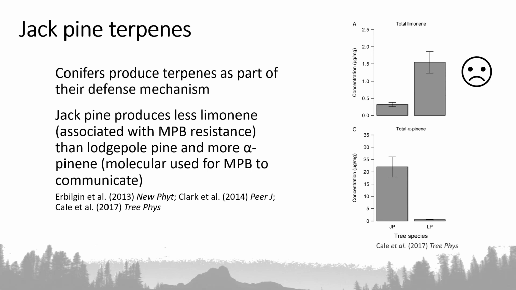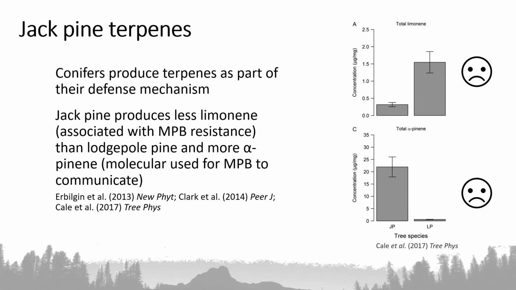In the bottom graph, you'll see that jack pine produces a lot more alpha pinene than lodgepole pine. You're thinking this might be good. No, this is also bad. Alpha pinene is used by the mountain pine beetle as a precursor to create pheromones, and mountain pine beetles use pheromones to communicate with each other. So jack pine actually produces a lot of this chemical that the mountain pine beetle uses. This suggests that jack pine is susceptible, and there are some differences between it and lodgepole pine that may make it even more susceptible.